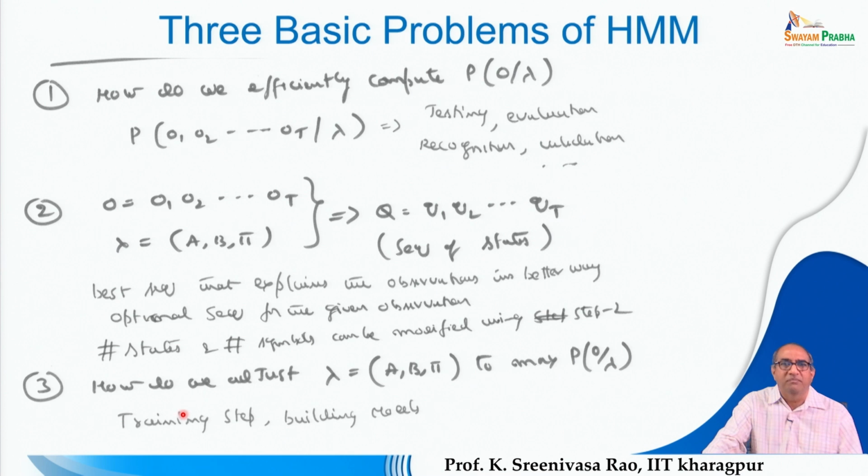Then problem 3 is nothing but the training step. It means how do we optimize this lambda so that it maximizes P of O given lambda. We need to modify or optimize these parameters so that, for the feature sequence, the P of O given lambda will be maximized.